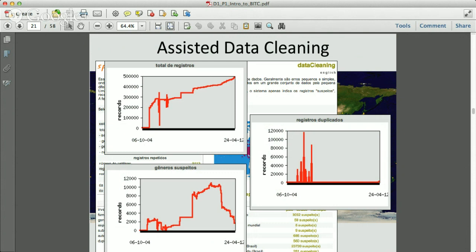In this case, looking at the total number of records in the data set. But then look down here in the suspicious genera. You can see that there were upwards of 11,000 suspicious genera in this data set, and some hardworking curator or collections manager worked through those problems and reduced that number to below 2,000.